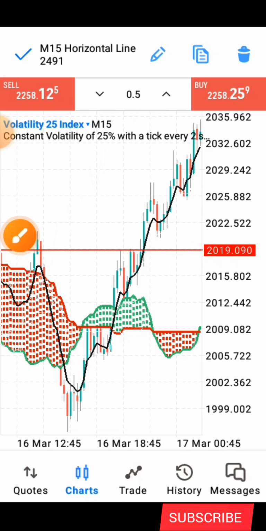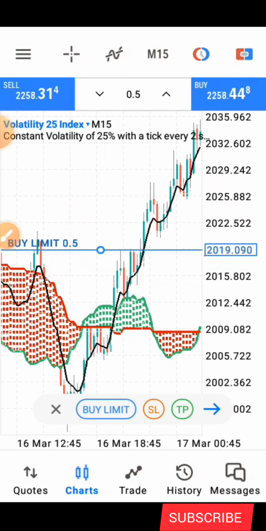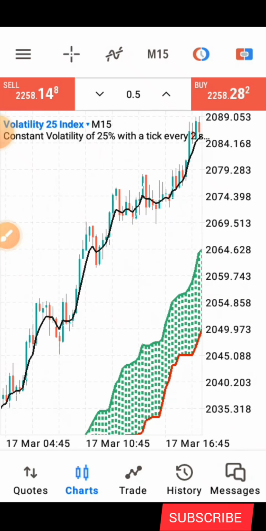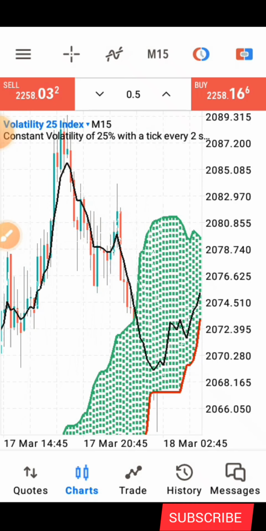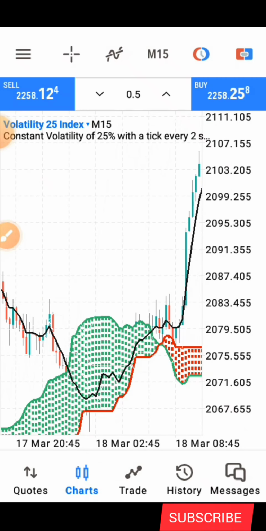Let's say you take your entry from this area here. The stop loss is below here. You can see you'll be losing about 2.45 US dollars. And then your take profit, you are going to be holding until you see that the color of this Ichimoku starts changing to red. If it doesn't change to red, you are going to hold till eternity. Just keep holding. That's why this strategy is very profitable.